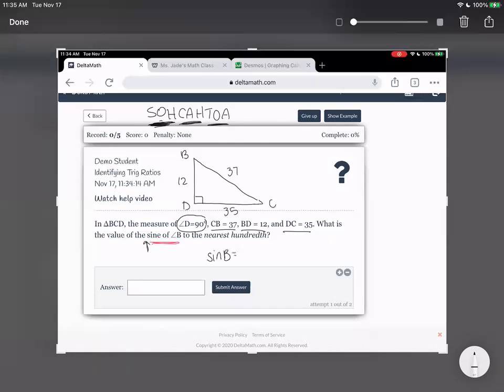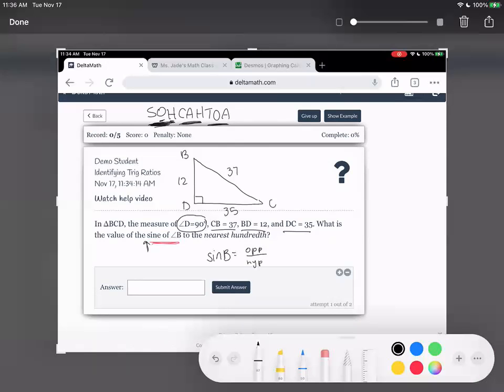What does the O stand for in SO? Opposite. Thank you. And then what does the H stand for in SO? Hypotenuse. Yeah, it's okay. Hypotenuse. Good.